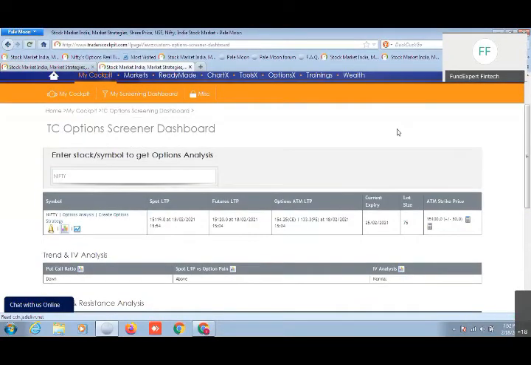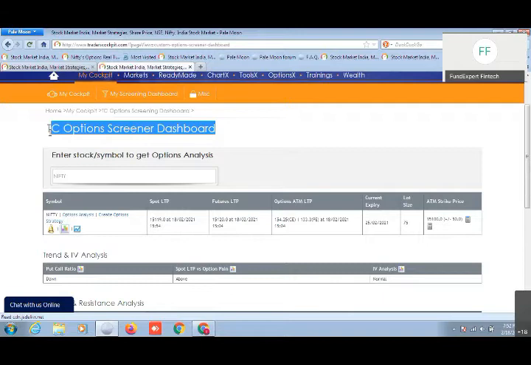Options dashboard. You see this options screener dashboard here. We have created this page to make options analysis more comprehensive in terms of identifying the trend, in terms of understanding the different parameters which influence the option premium prices.